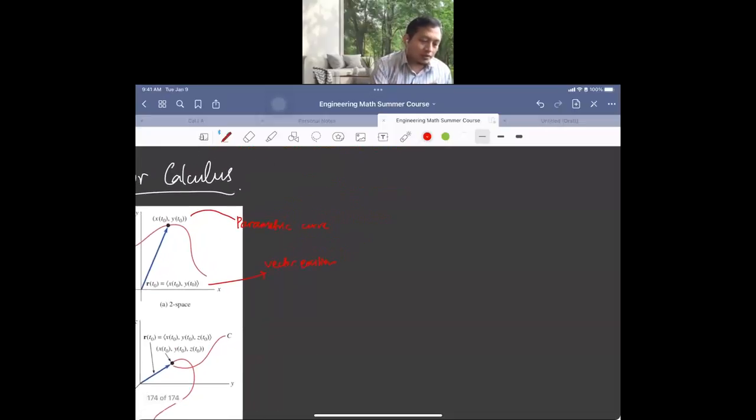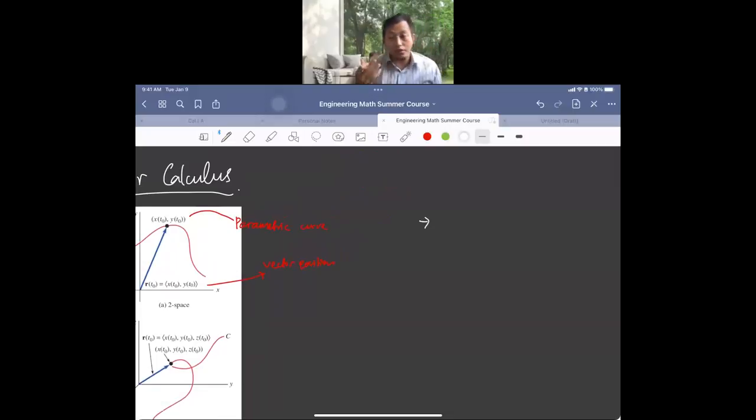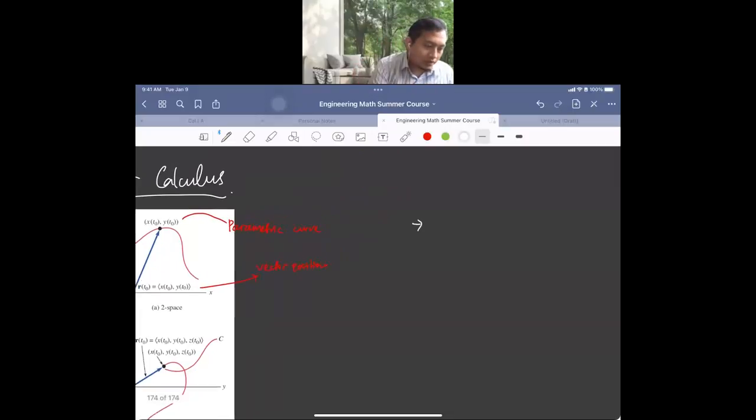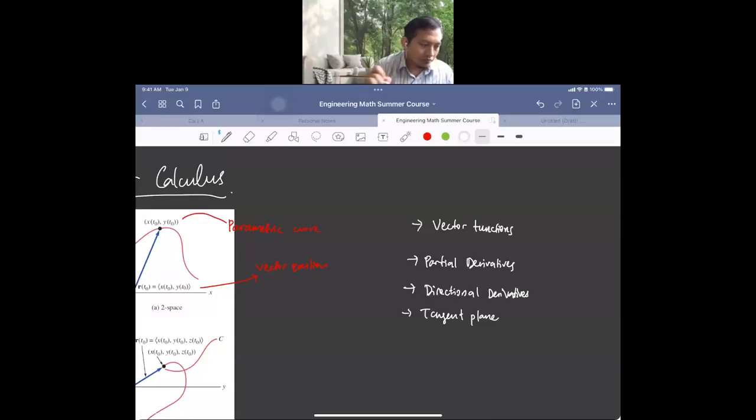Let me list some ideas that you need to review by yourself. First, of course, the vector functions, then partial derivatives, directional derivatives. At least try to look at the basic definitions of them. And then the tangent plane. I think this is the first part.